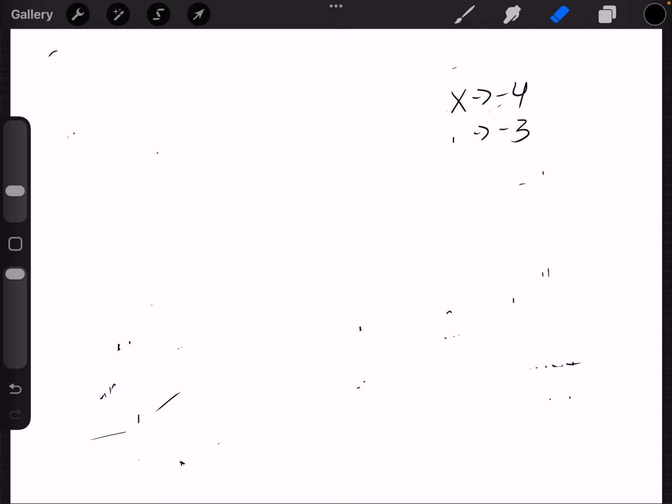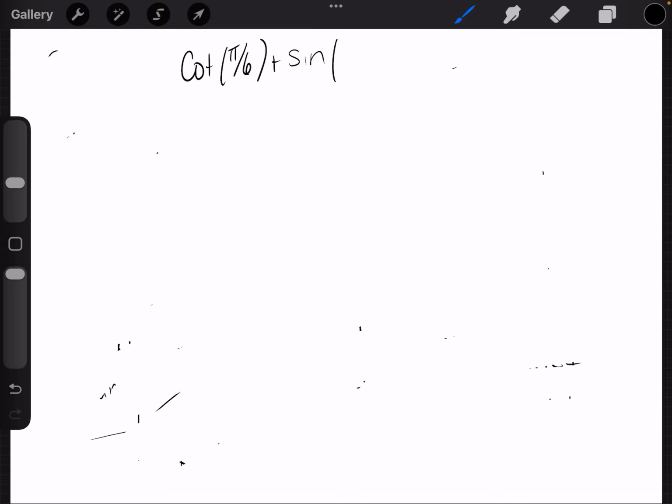Last one, question 3. It was the exact same thing except the sine value was there instead of a cosine. So I have cotan of pi over 6 plus sine of 4 pi over 3 all over cosecant of negative 240. I don't have a lot of room here. We're going to do this right inside the question.